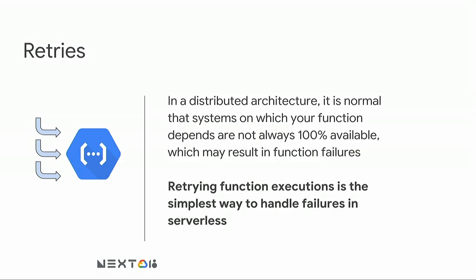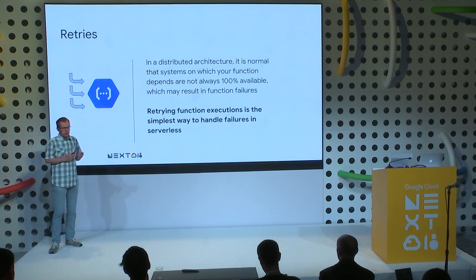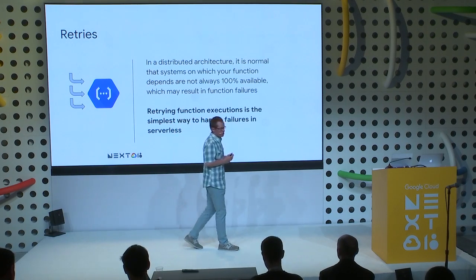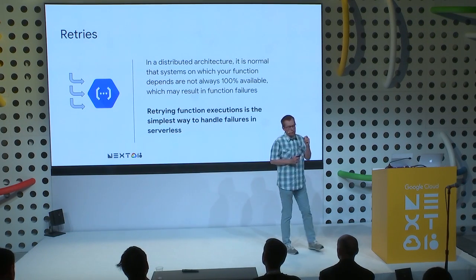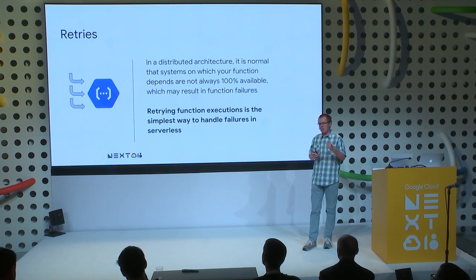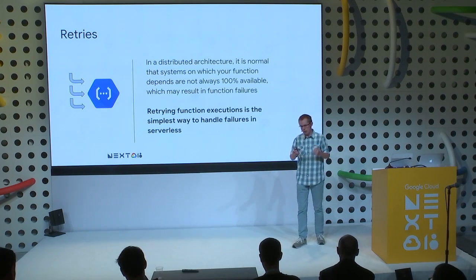How to handle problems like this? Retries are an important strategy here. In a distributed system, it is normal that the services on which your function depend are not always 100% available. As a result, your function may fail occasionally. The simplest way to handle failures in serverless is to retry function executions. However, you should not force your users to retry requests to your system, but instead you should configure your system to perform retries automatically when needed.